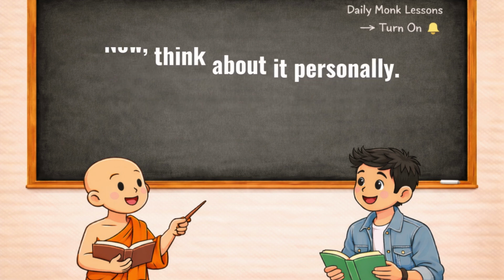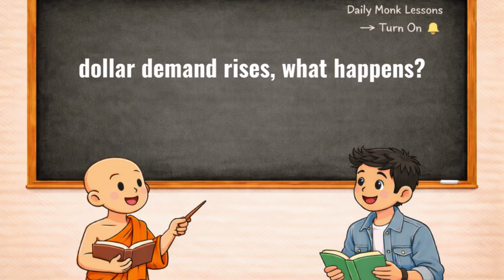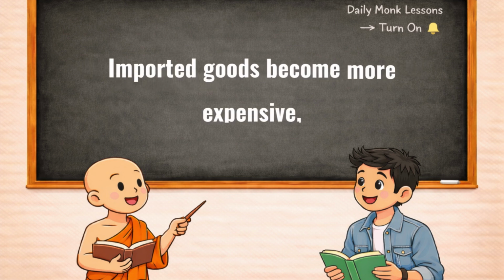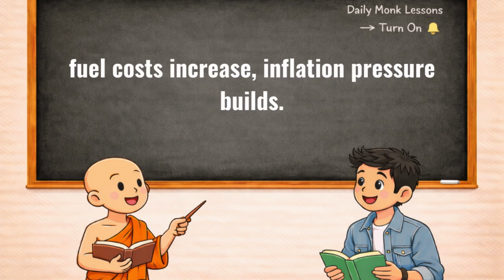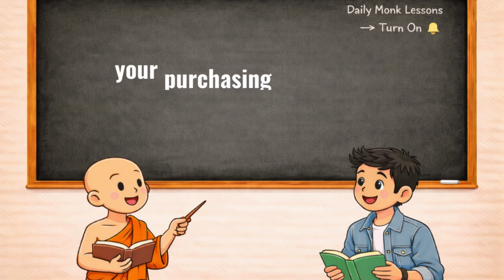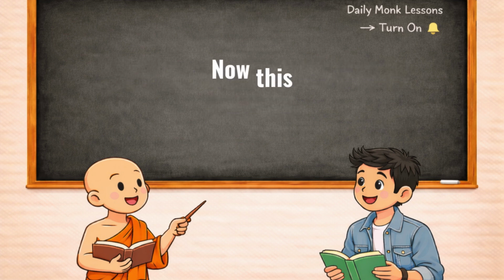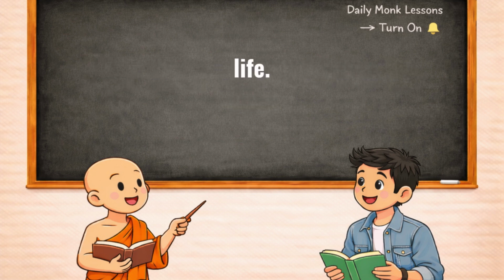Now think about it personally. If the rupee weakens further because dollar demand rises, what happens? Imported goods become more expensive, fuel costs increase, inflation pressure builds. Even if your current salary stays constant, your purchasing power falls. This is how macro pressure trickles into daily life.